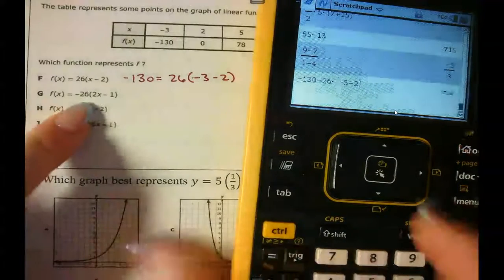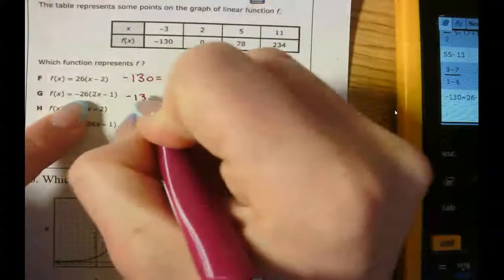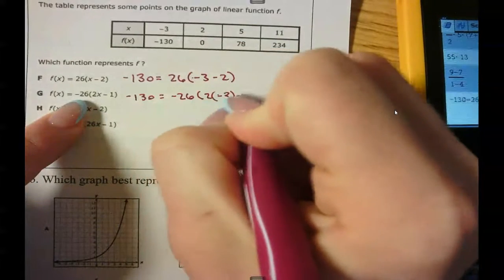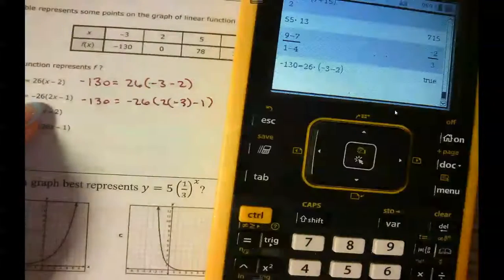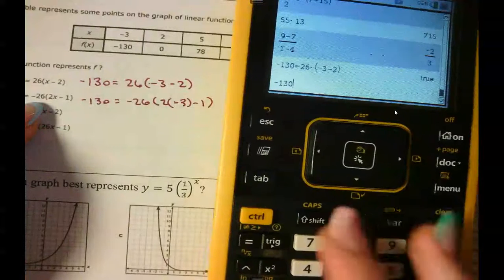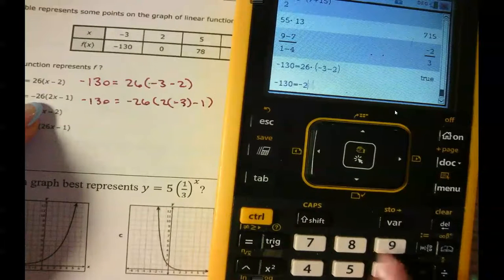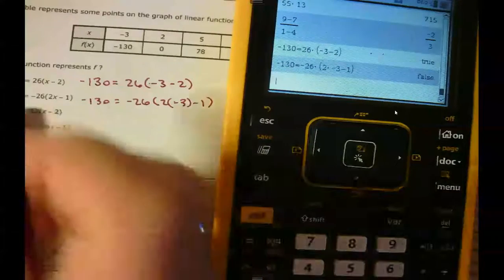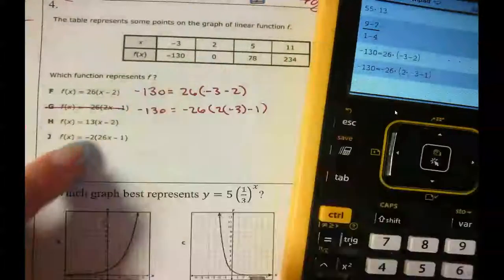Let's do the same thing for this one. Negative 130 equals negative 26 times 2 times negative 3 minus 1. That says it's false. False means that can't be it. Means that those two don't equal. So my true one said that these equal.